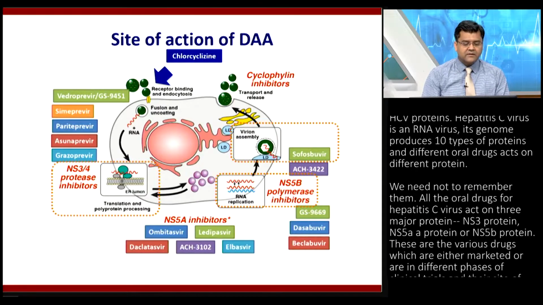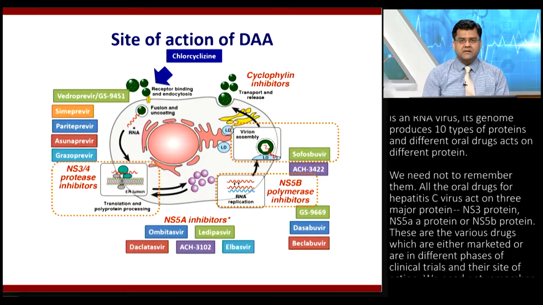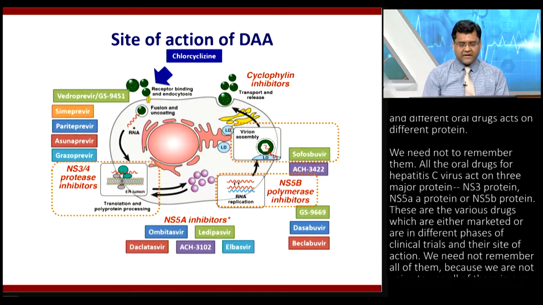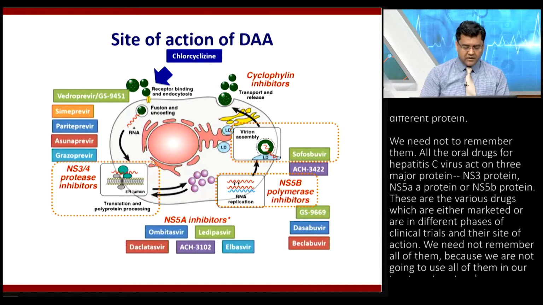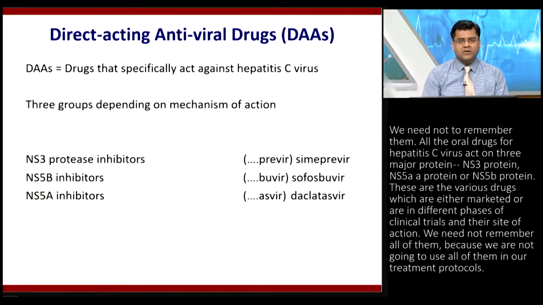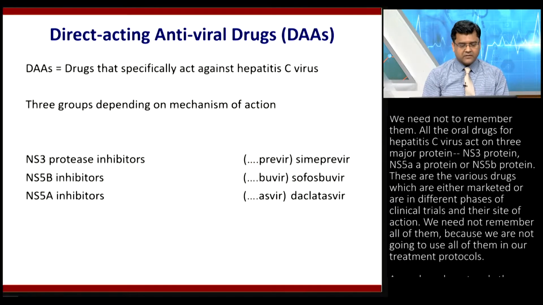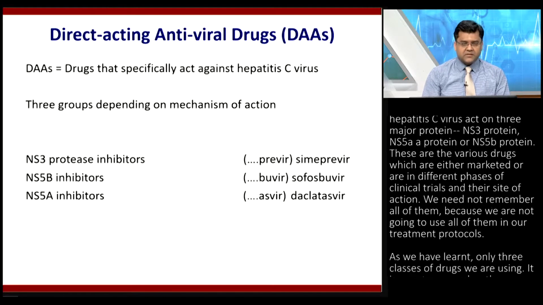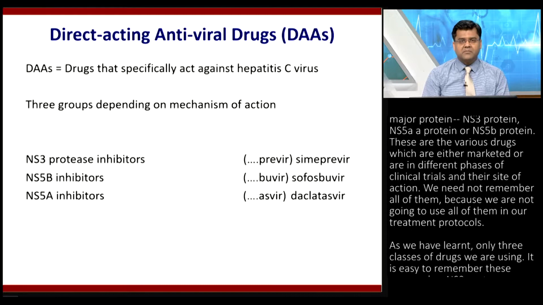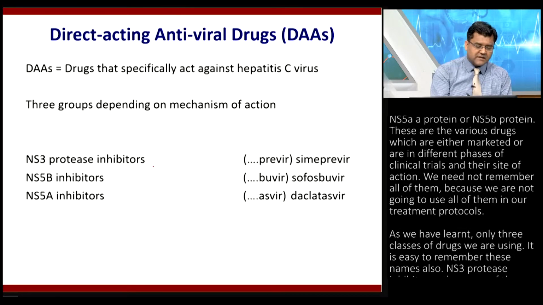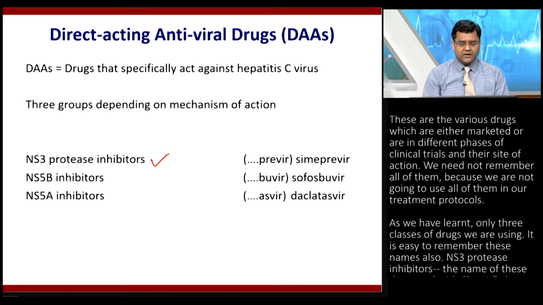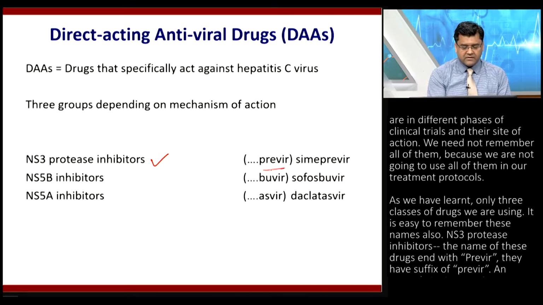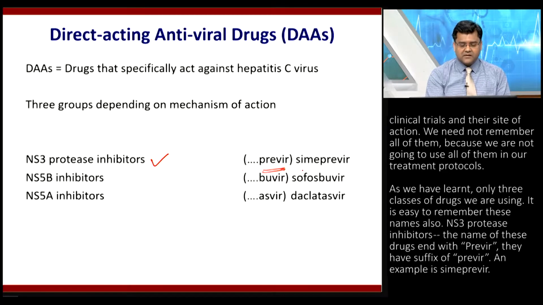These are the different drugs which are either marketed or in different phases of clinical trial, and their site of action. We need not remember them because we are not going to use all of them in our treatment protocols. So, as we have learned, we are using only 3 classes of drugs, and it is easy to remember their names also. NS3 protease inhibitor: the name of the drug ends with previr, they have the suffix previr. The example is simeprevir.